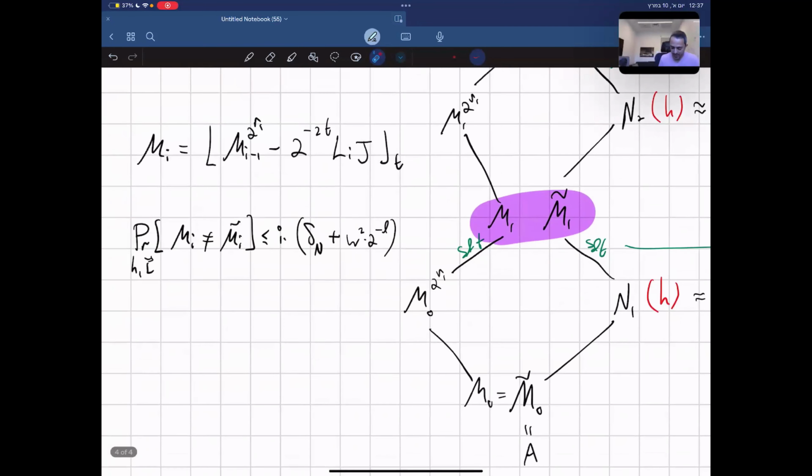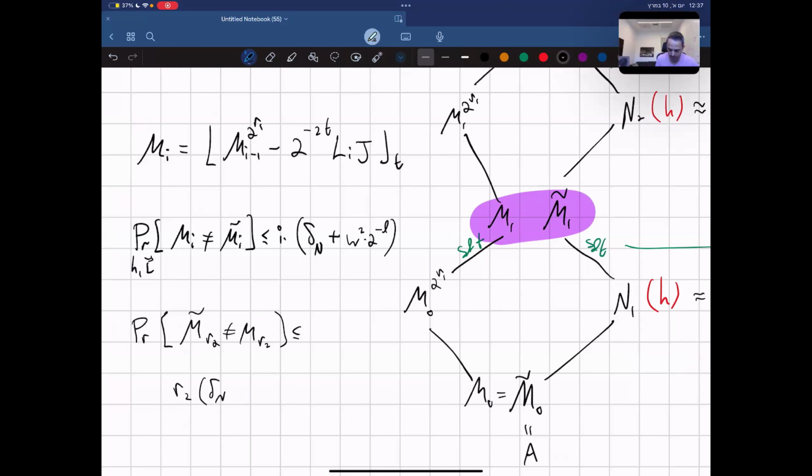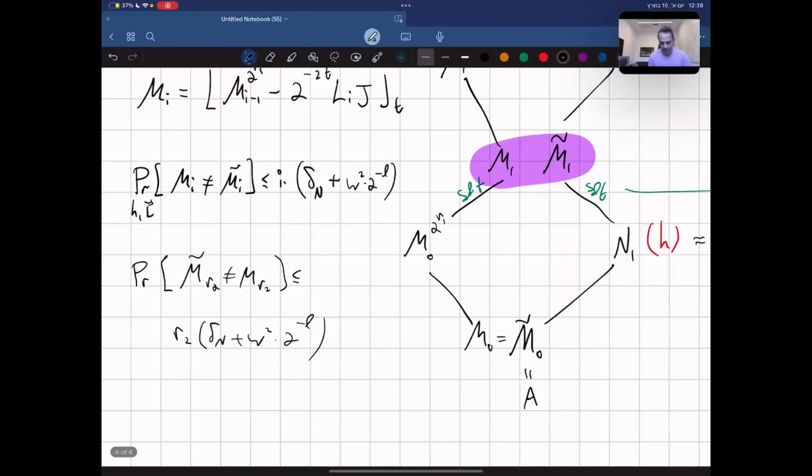So in particular, at the end of the day, that we actually proved last time, but it really follows from the picture. So at the end of the day, the probability that M tilde R2 fails to equal M R2, which is what we care about, is at most R2 times that, and in particular is at most, okay, let's keep it like that. Good. So that's it.